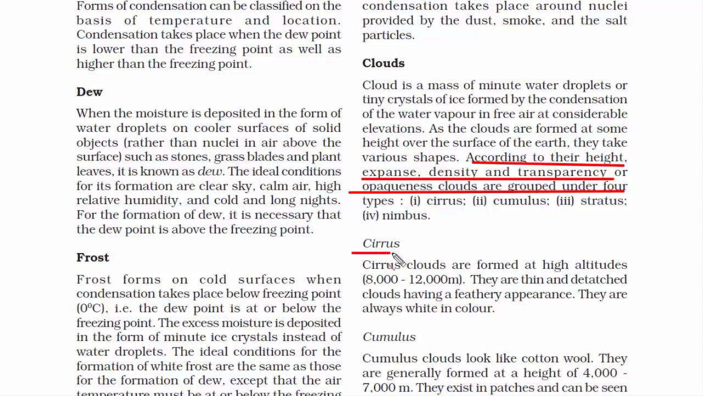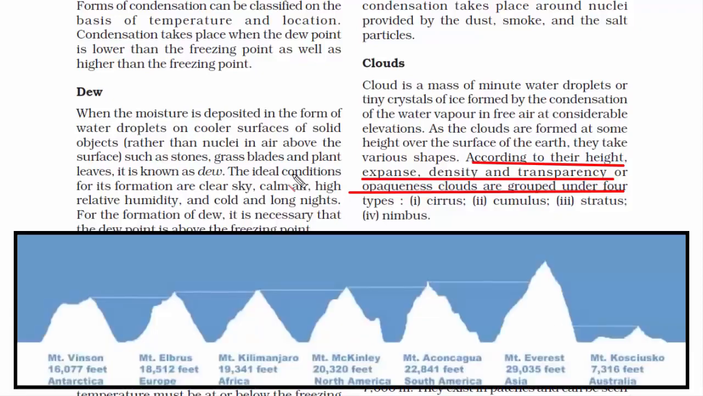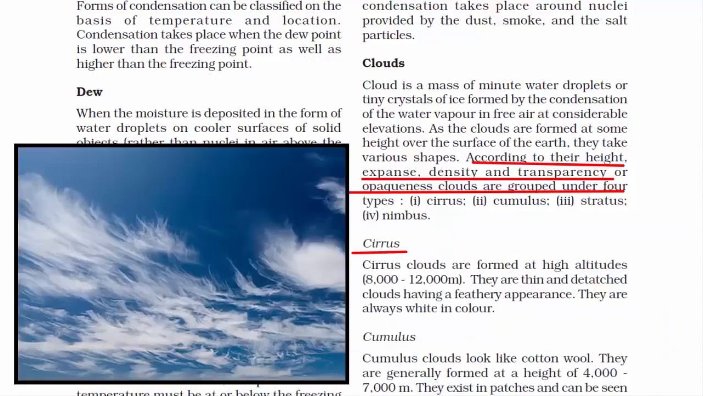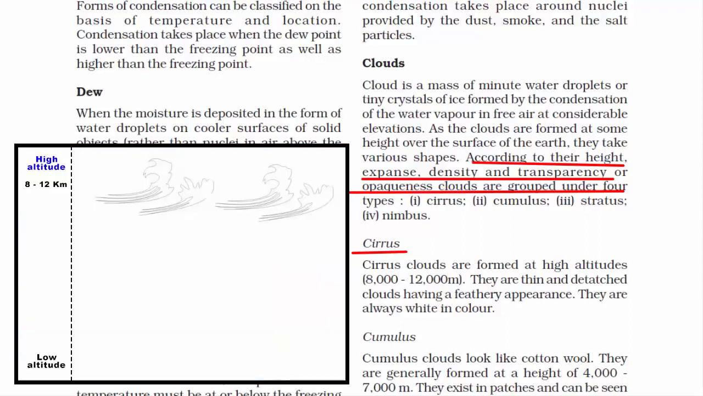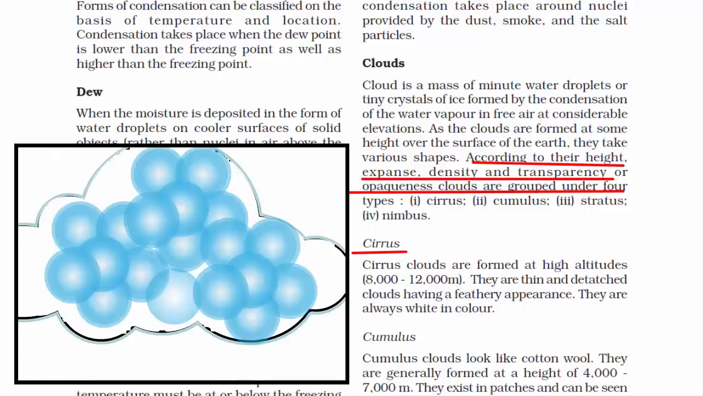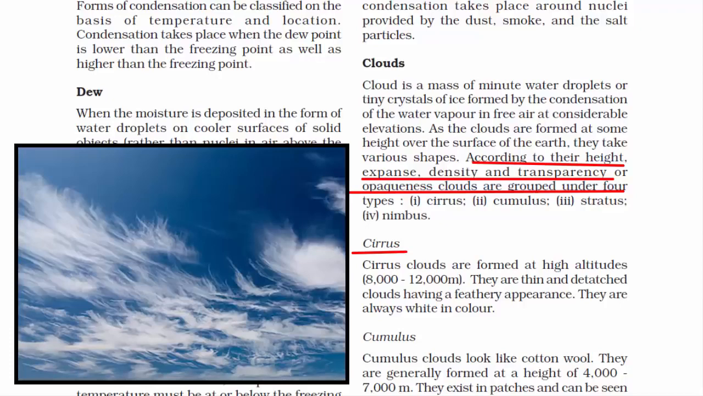The first one is cirrus cloud. They are formed at high altitude, which is around 8 to 12 kilometers upwards, almost at the height of Mount Everest. Now they look something like this. I'll put a picture of it. If you look at it, these clouds are very thin and they look like feathers. Since they are formed at greater heights, naturally the temperature is very low. That means these clouds are composed of ice crystals. In other words, as I've said that clouds are made up of tiny water droplets, these droplets are in the form of ice crystals. So this was the first type of cloud, which is called cirrus cloud.